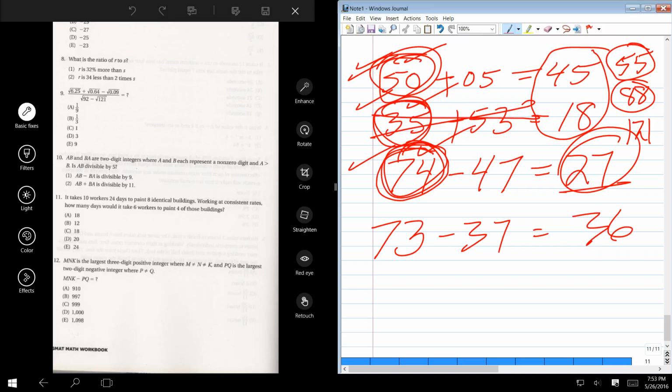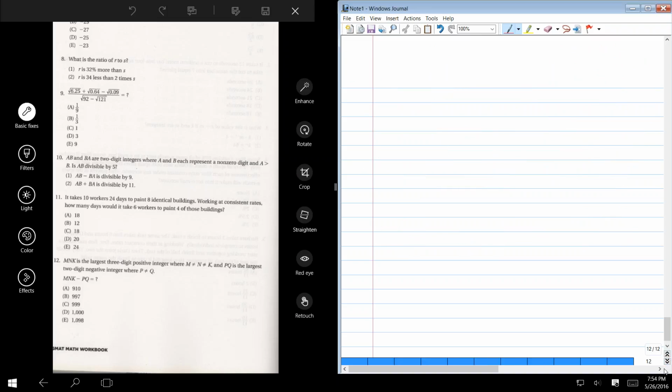But it does appear to be unnecessary, at least from the numbers I picked. All right, let's look at 11. We don't need to do it the way we did the other work problem. 11 is a work problem, but there's actually a much easier way to do it.